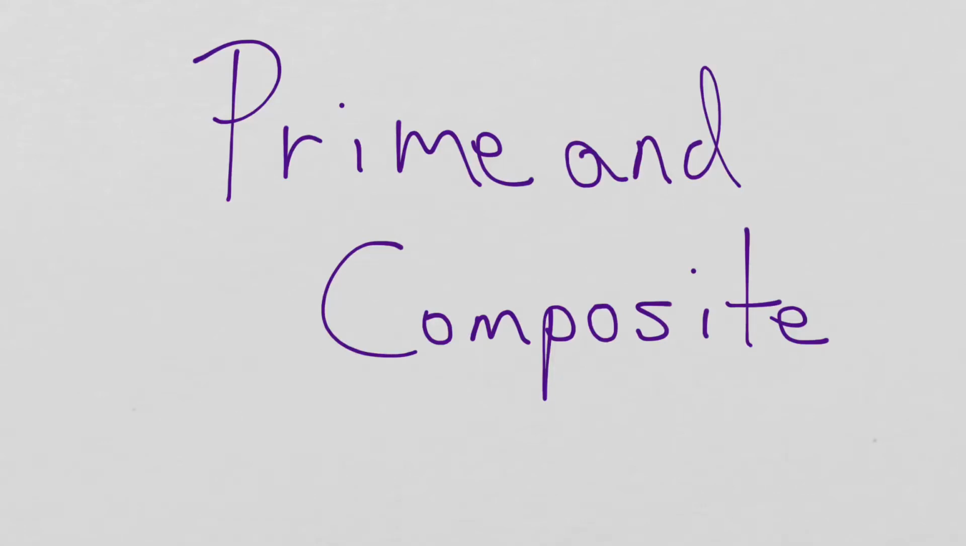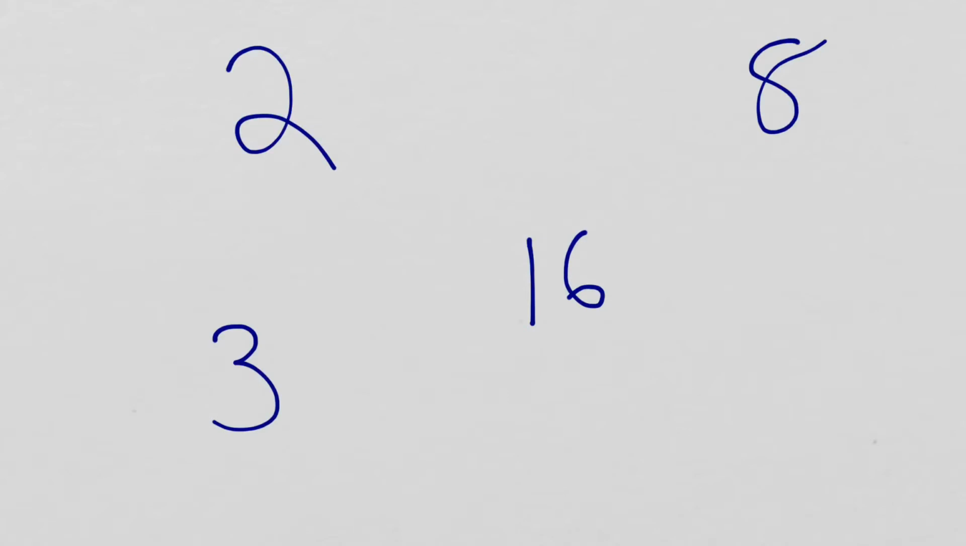Welcome to Prime and Composite. Now, what are prime numbers and what are composite numbers? Well, every number except for one has at least two factors. Factors are numbers that multiply together to give you a specific number.